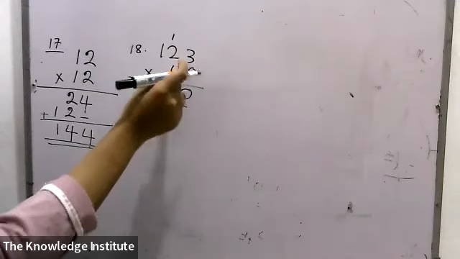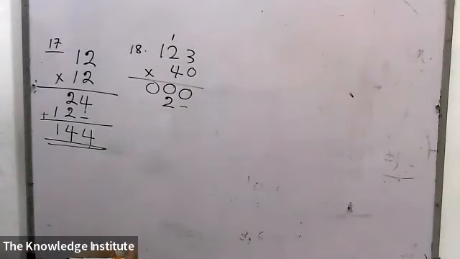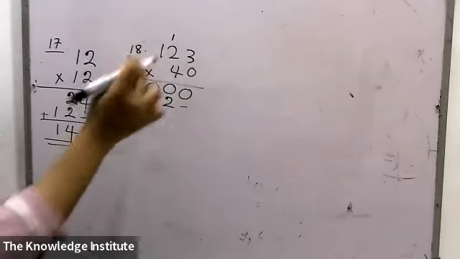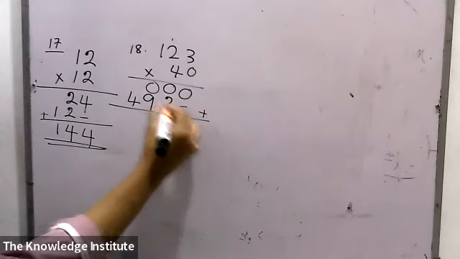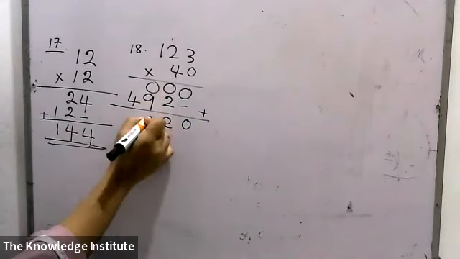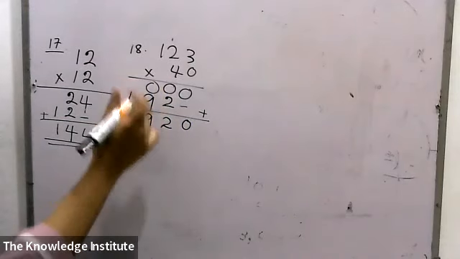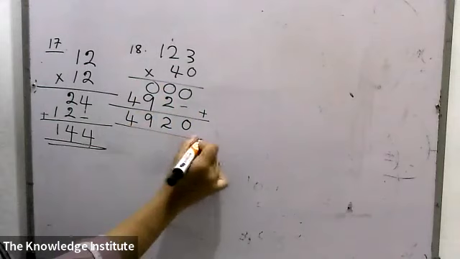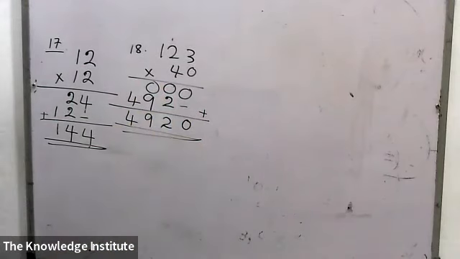12. 1 here. 4 twos are? 8. 8 plus 1? 9. 4 ones are? 4. Now you must add 0. 2 plus 0 is 2, 9 plus 0 is 9. You have only 4 here, therefore 4920. Did you understand? Yes, teacher.